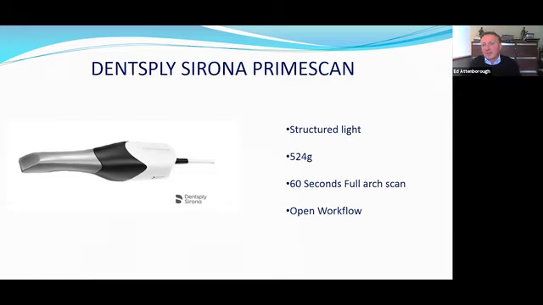As we said, CEREC is now fully open with CEREC Connect, so you can upload your scans into the cloud, or you can mill them chairside.